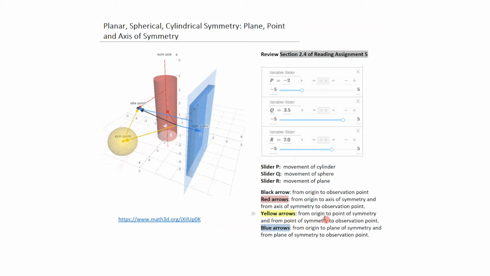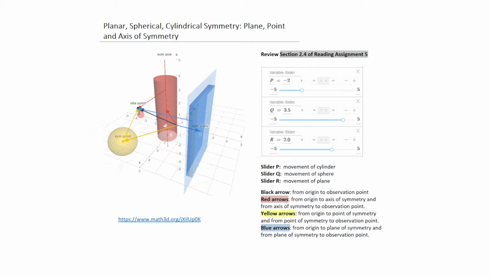For yellow, the arrows go from the origin to the point of symmetry and from the point of symmetry to the observation point. In actual fact, when we solve this particular problem, we'd like to have this point aligned with the origin because we know how to calculate that problem. And then we can translate things back, knowing what the relative position was with respect to the observation point.